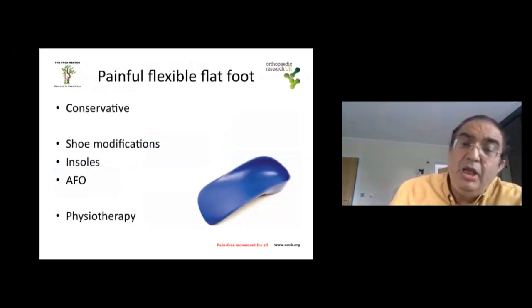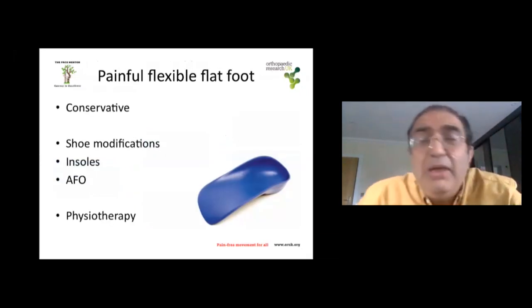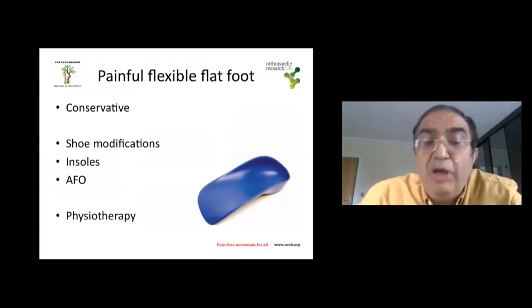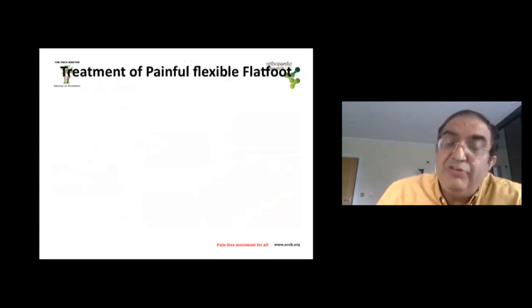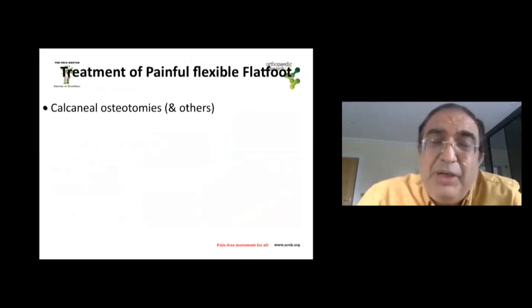On the other hand, if they become painful, there is a role for insoles. So you can give them either shoe modifications, insoles, or AFOs, and of course physiotherapy to do heel cord stretching. Now there are surgeries, obviously. If it's a flexible, painful flat foot and conservative treatment fails, you can consider surgery.